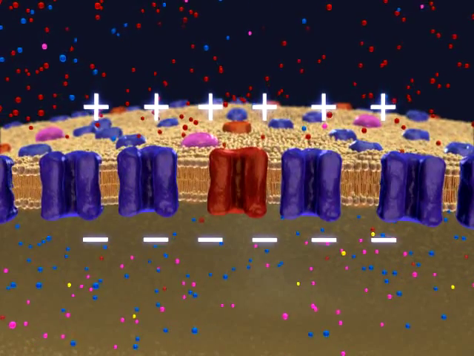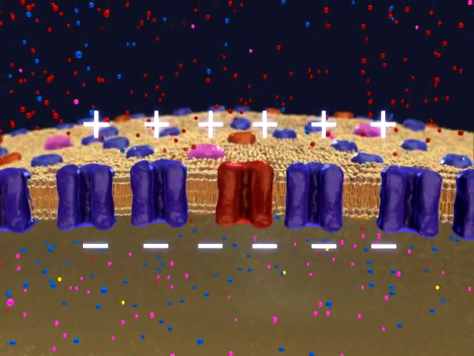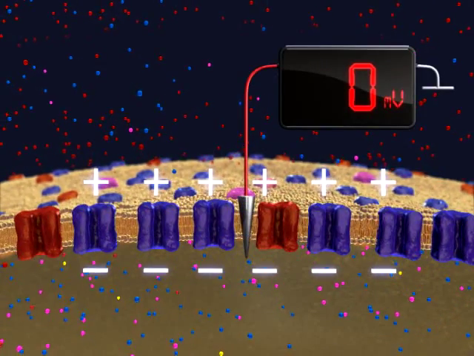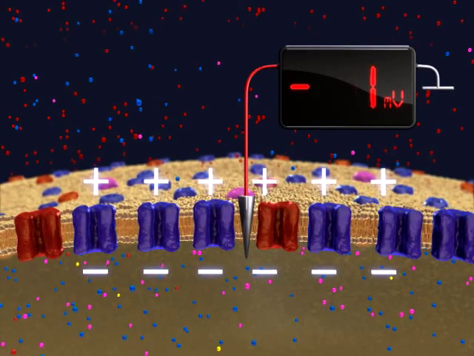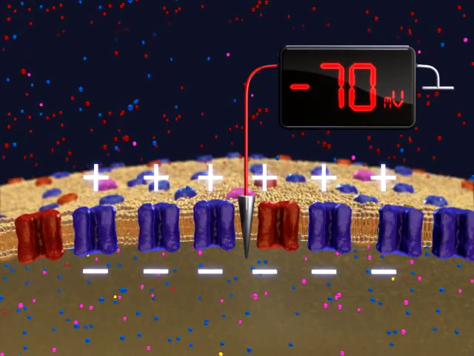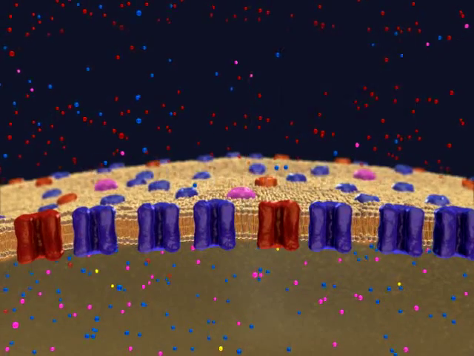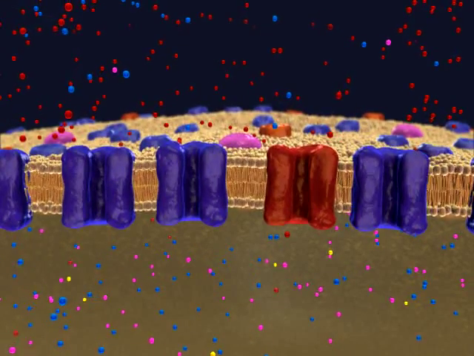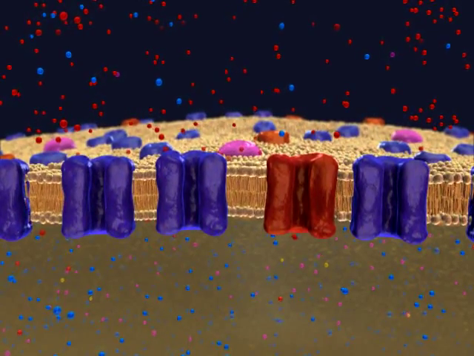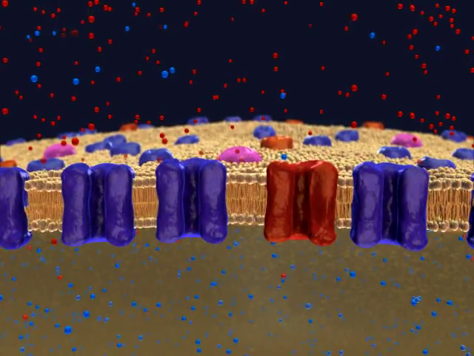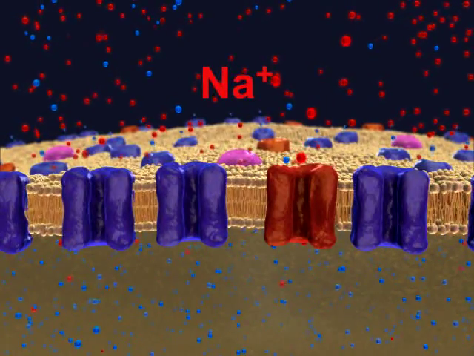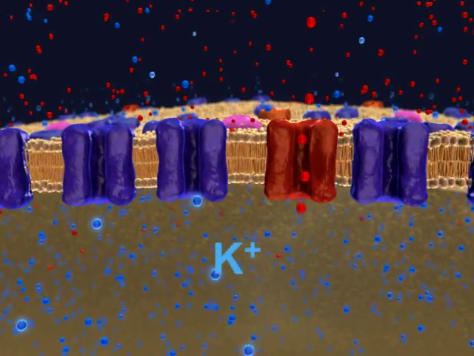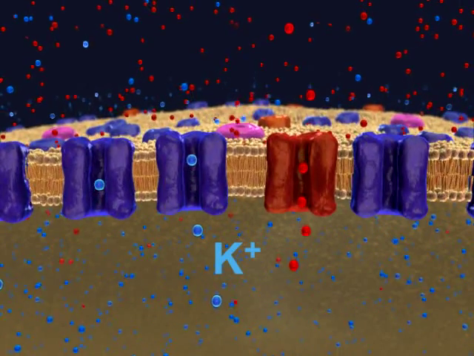This partitioning of charge creates a voltage difference across the membrane known as the resting membrane potential, which can be measured using a voltmeter. On average, an intracellular electrode records a value of minus 70 millivolts. The resting membrane potential depends on two factors. First, it depends on the presence of sodium and potassium gradients across the plasma membrane. Specifically, there are more sodium ions outside the neuron than inside, and more potassium ions inside the neuron than outside.